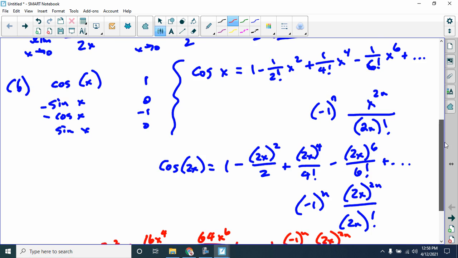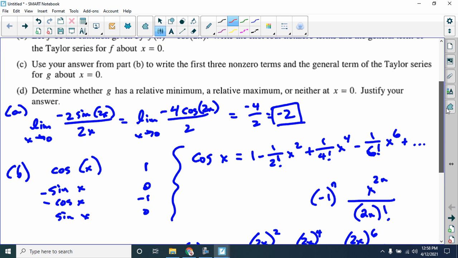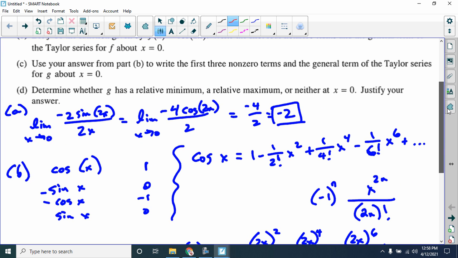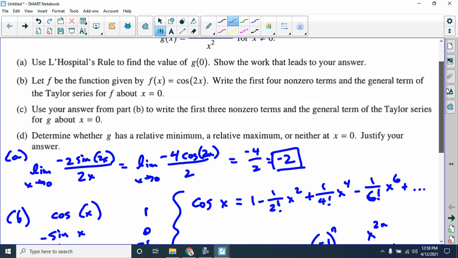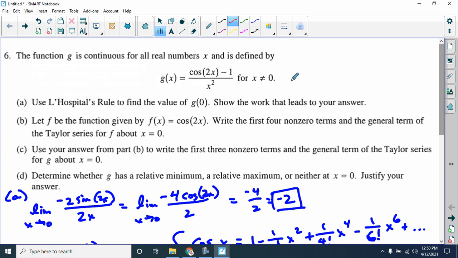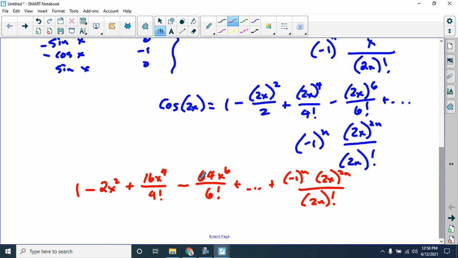Cosine of 2x. Part C wants us to use that answer to write the first 3 non-zero terms, as well as the general term of the Taylor series for g about x equals 0. So g of x, we just did this. We just did cosine of 2x. So I need to subtract 1 and then divide by x squared. So if I subtract 1, this 1 here goes away.